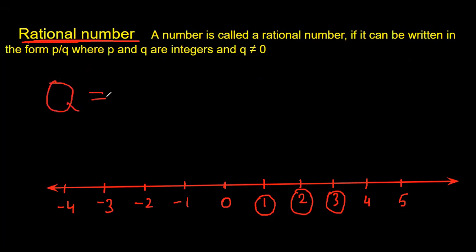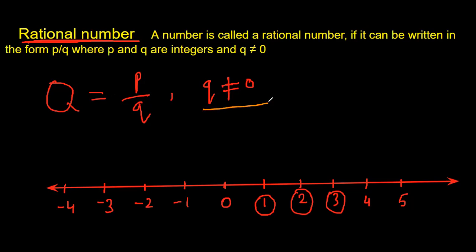Now what are they? The definition of a rational number says it is a number that can be represented in the form of p by q, where p and q are integers, and one condition, that q should not be 0. Okay, why do we say q should not be 0? Because if q becomes 0, division by 0 is not defined. You get an undefined number. So for that reason, we take this precaution that q is not 0.